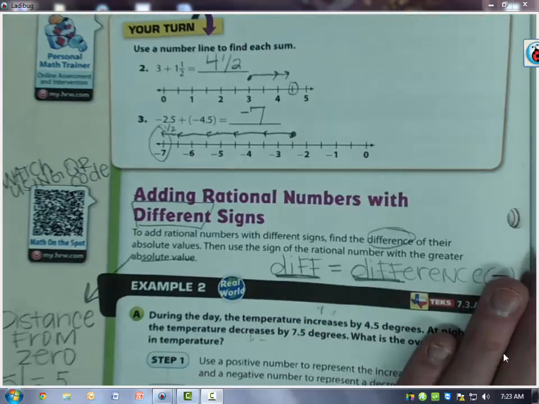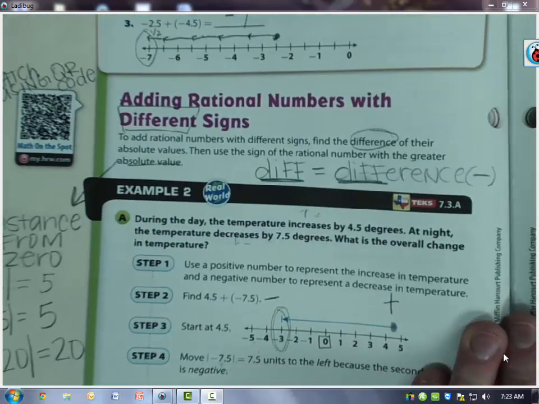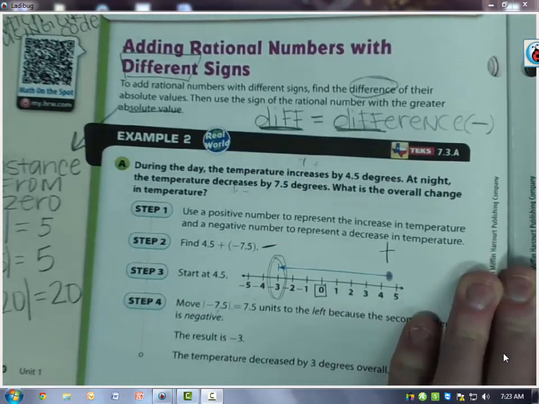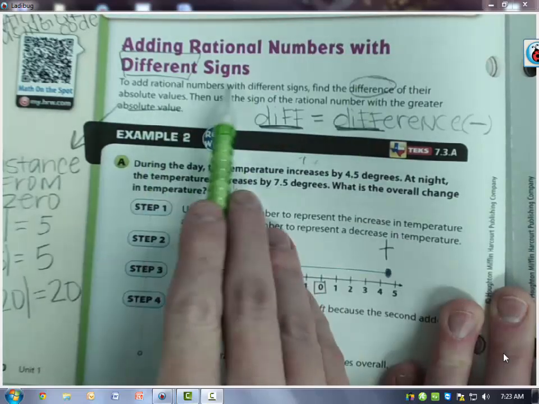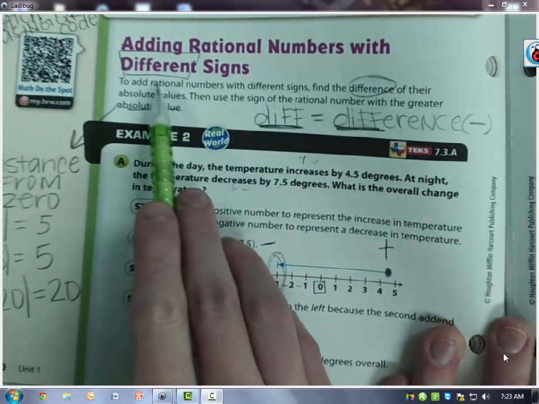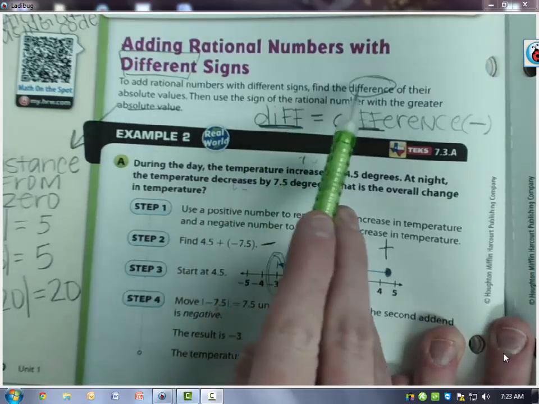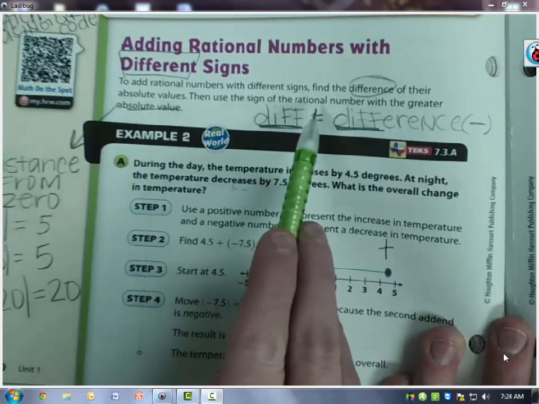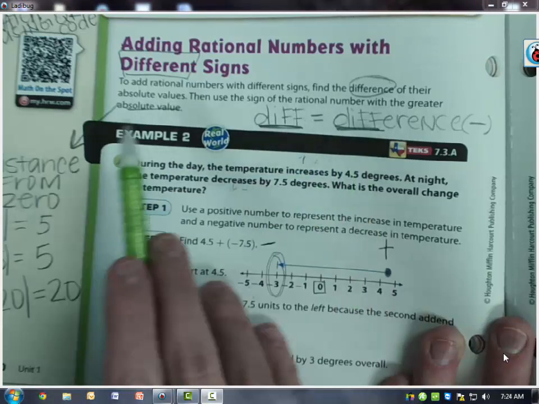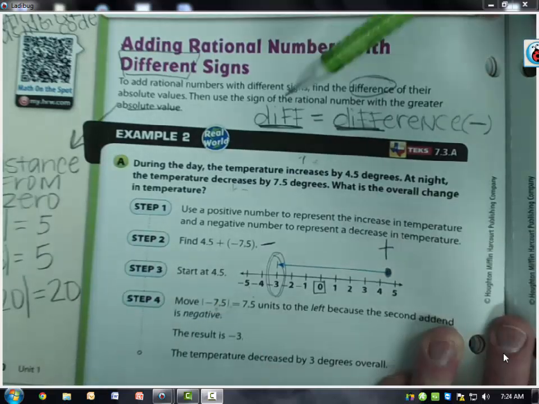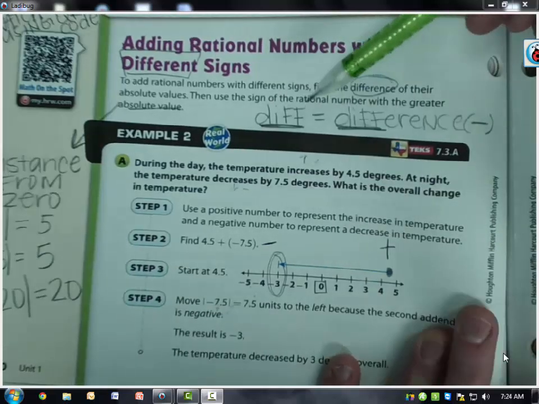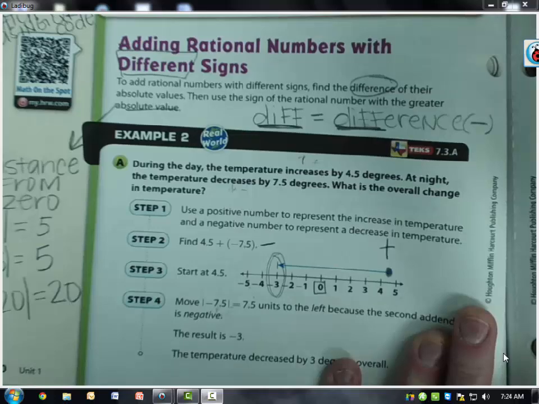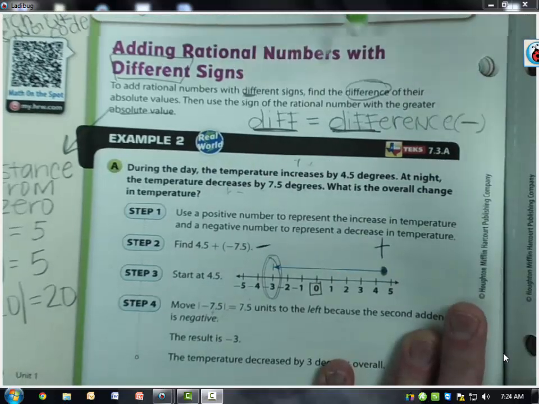Okay, adding rational numbers with different signs. Let's read together. To add rational numbers with different signs, find the difference of their absolute values. Then use the sign of the rational number with the greater absolute value. Miss Hitchcock taught me something that I didn't teach my kids last week: if we have different signs, it has DIFF in it, and difference, which means subtraction, has DIFF in it. So it's a pretty cool way to remember subtraction here. We're going to go through this pretty fast.